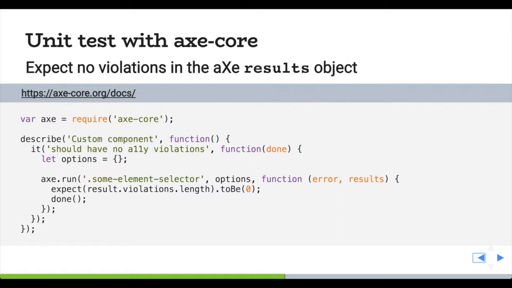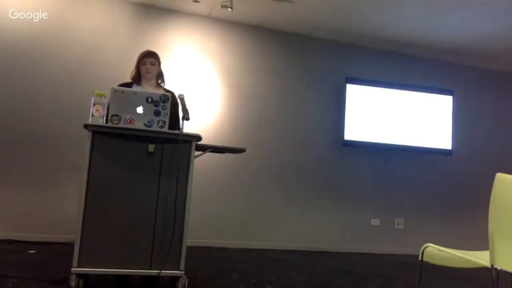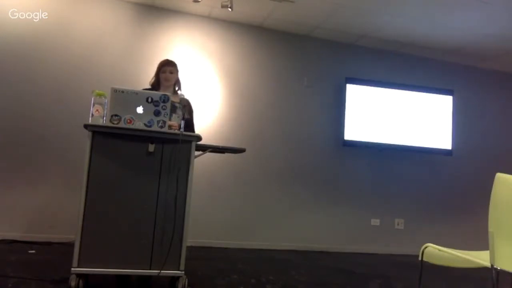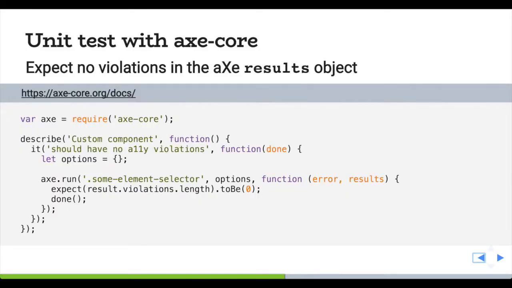So if we look at a unit test with Axe Core, the idea of it when you pull in this API is that you run the API, and then it returns a results object to you, and you expect that it has no violations. So Axe Core, and we'll look at what it returns in a second, returns a JSON object that has an array of passes, an array of violations, and I think there's incomplete and inapplicable. But the passes and the violations are really the sort of pass-fail for your tests that you want to key into.